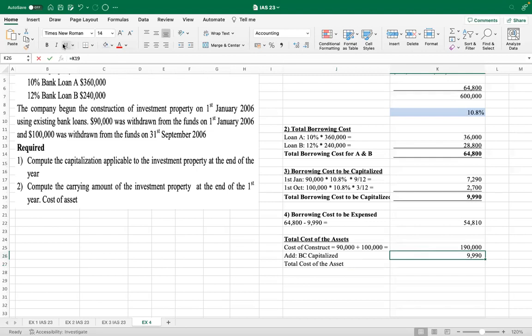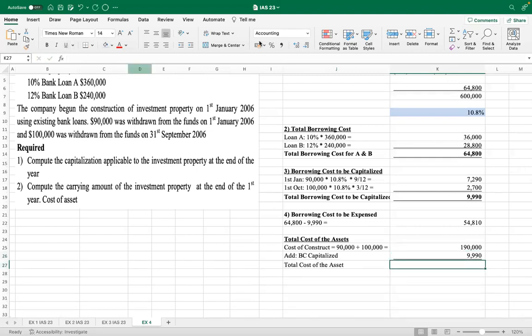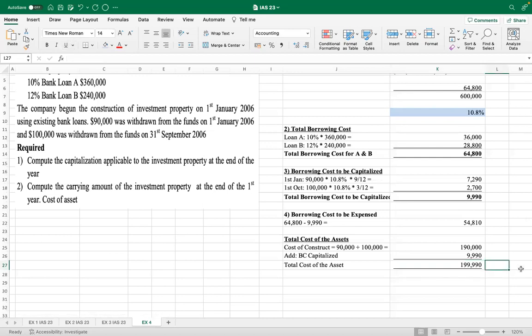Now, in summary, what are we trying to say? Let me add this. Now, this is what goes to the balance sheet. It goes to the statement of financial position as a non-current asset.